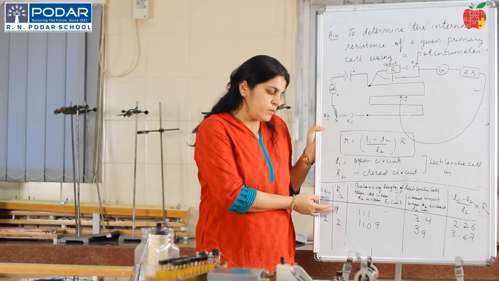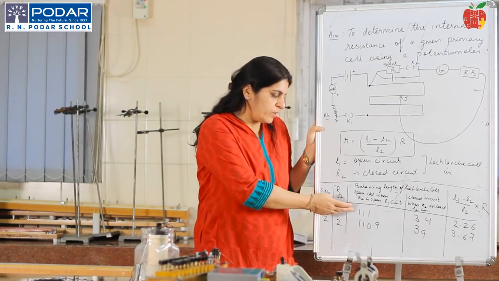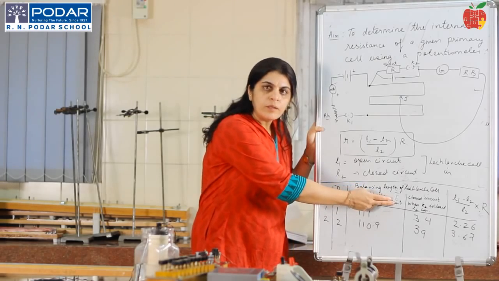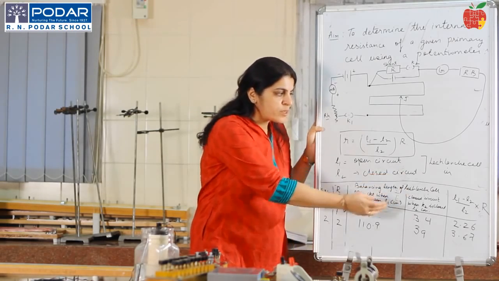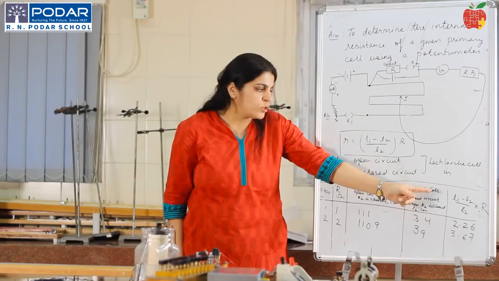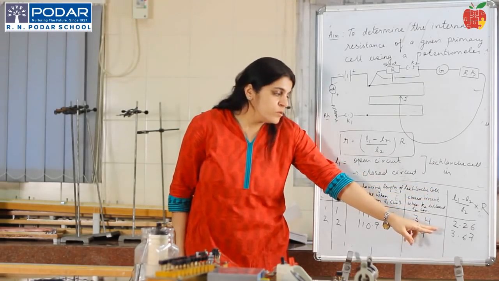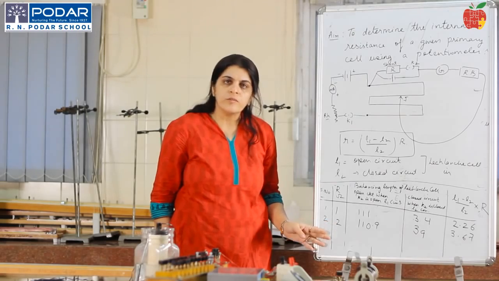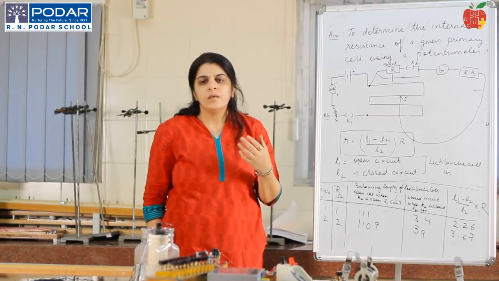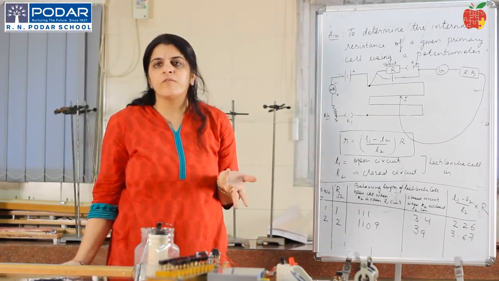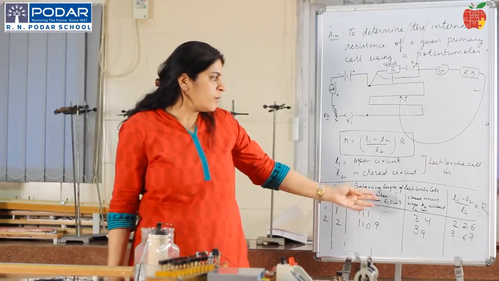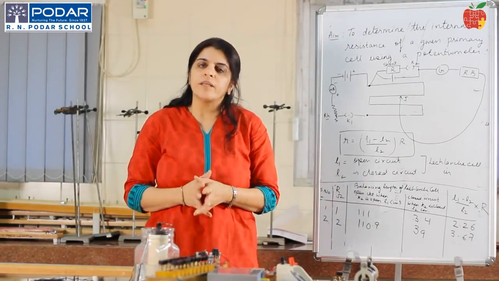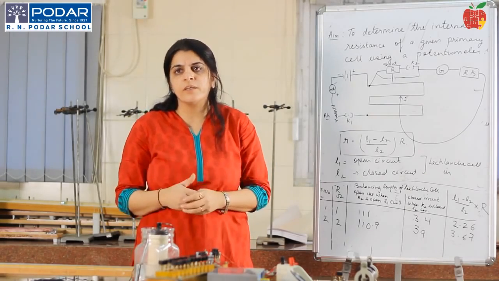Here students, since we have done this, let's put the values in the observation table. The first observation, when we have a shunt resistance 1 ohm, we got the first balancing point at 111 centimeters. The second at 34. When you substitute in the formula (L1 minus L2) into R upon L2, we get the value 2.26 ohms. Same for the shunt of 2. Similarly, you can find for more sets, that is 3, 4 or 5 ohms of shunt resistance, the value of the internal resistance. And you find that this value of internal resistance varies from 2 to 7 ohms.